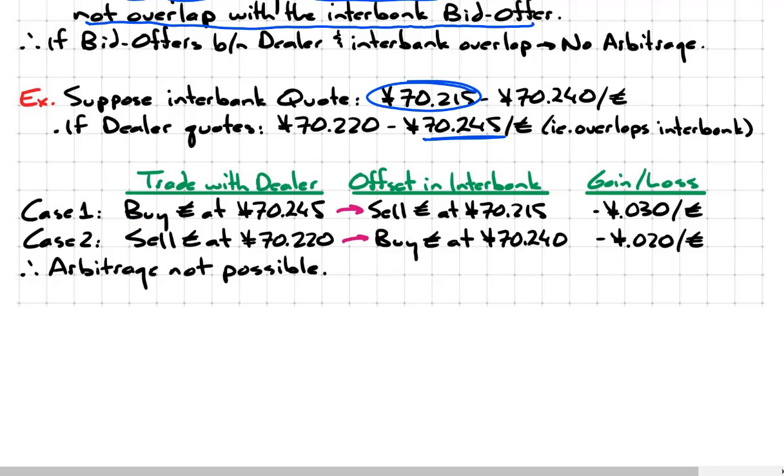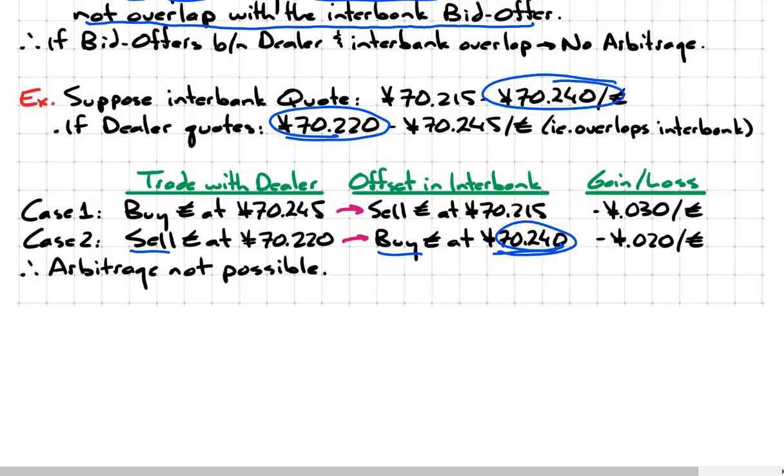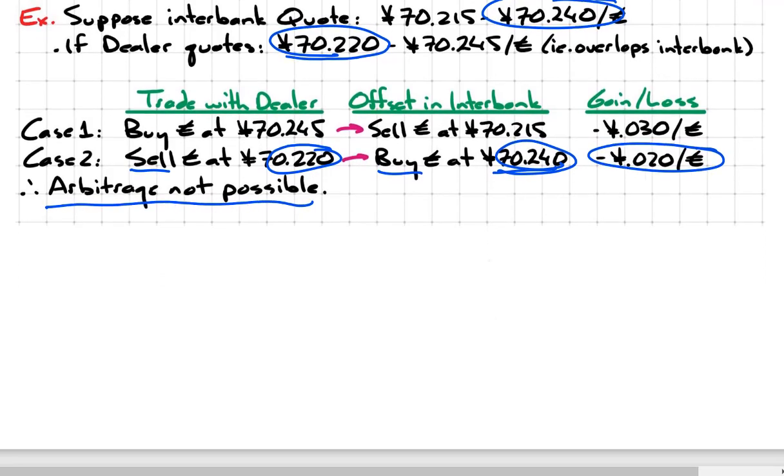Case 2, why don't we sell the euro to the dealer? Okay, what would you get? If we sold the euro to the dealer, we would get the lower price. It's right there. But then you have to take the opposite transaction in the interbank market. So you would actually have to buy in the interbank market. But if you buy in the interbank market, you're going to have to pay the higher price. And then once again, if you're buying at that and selling at that, you get a loss. And therefore, we proved that arbitrage would not be possible.